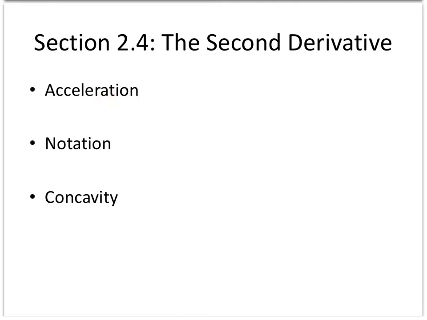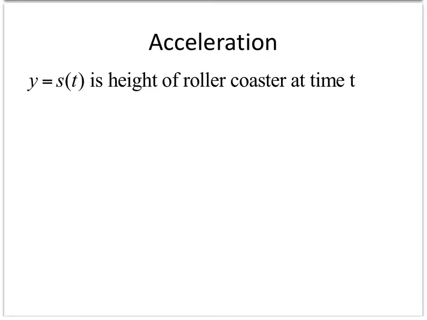We're going to talk about the notation and then how this is good to find if something's concave up or concave down. All right, so if we have a roller coaster and this is our function, a lot of times you hear this called a position. That's not bad to say. Your function's the position of something, your first derivative's the speed, and your second derivative's the acceleration.